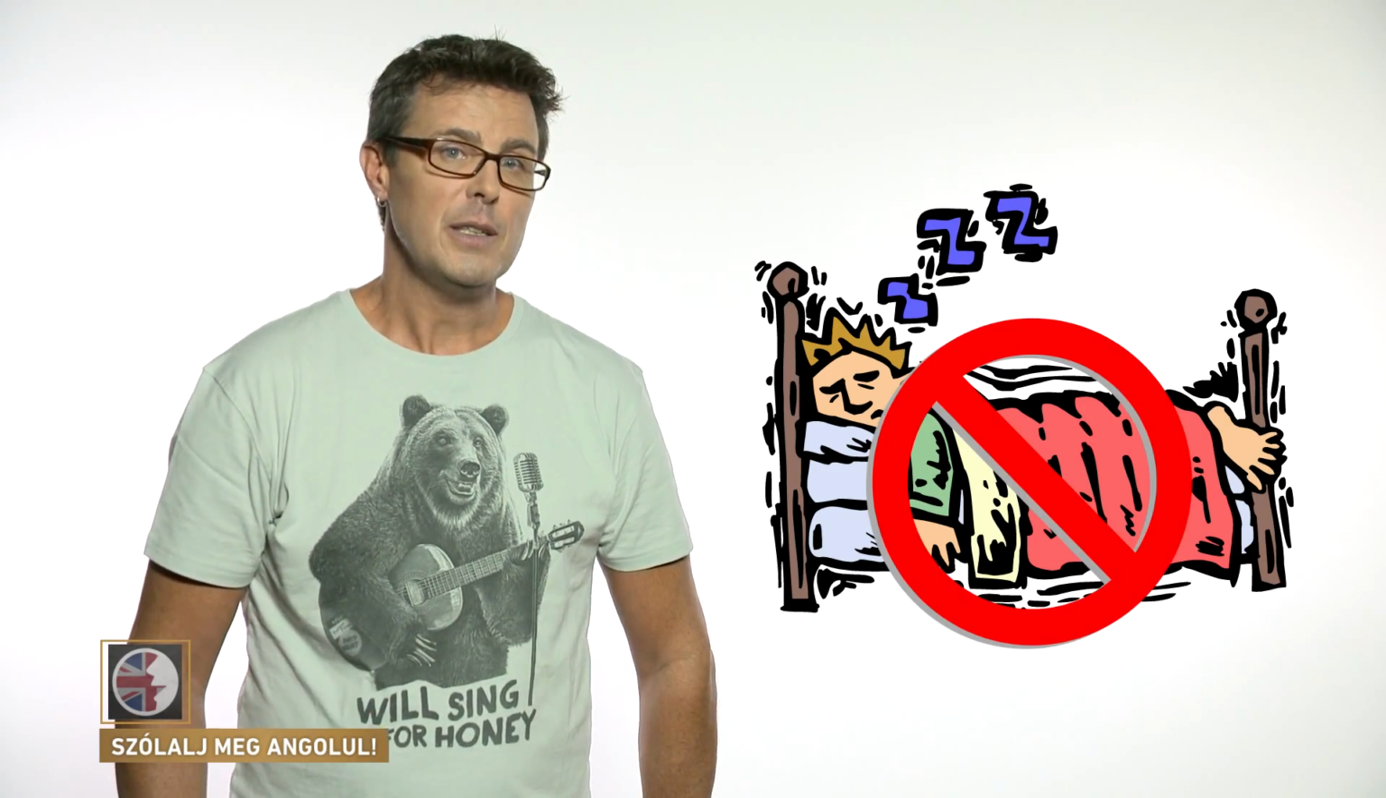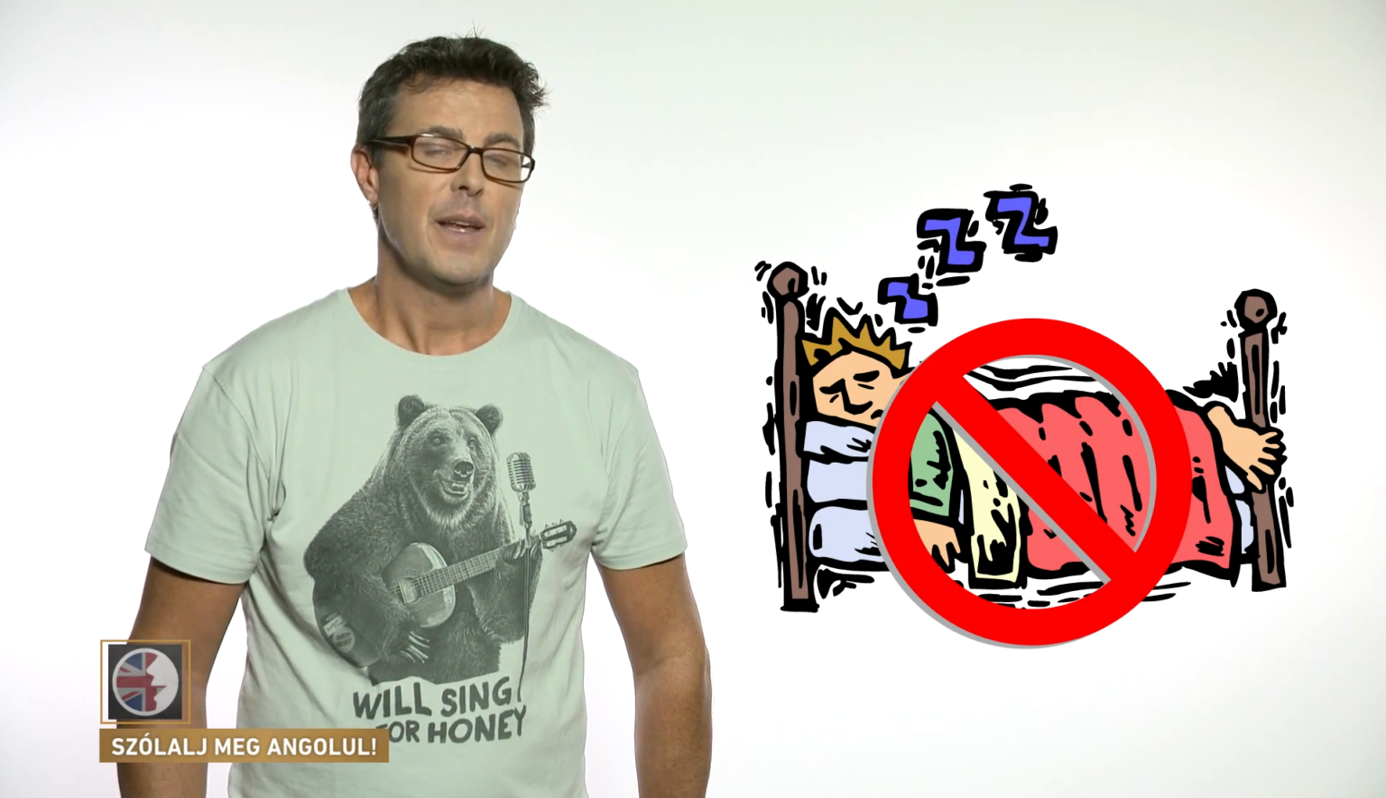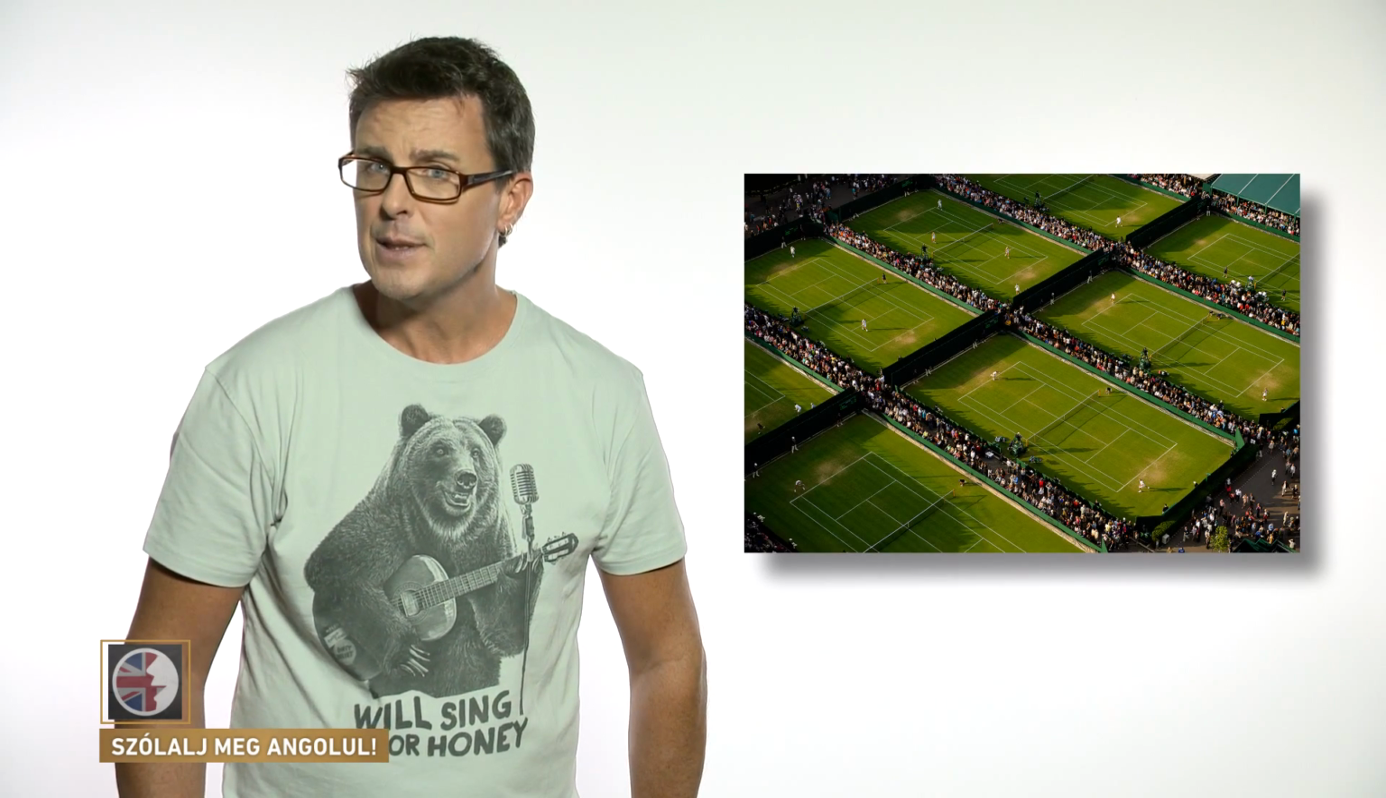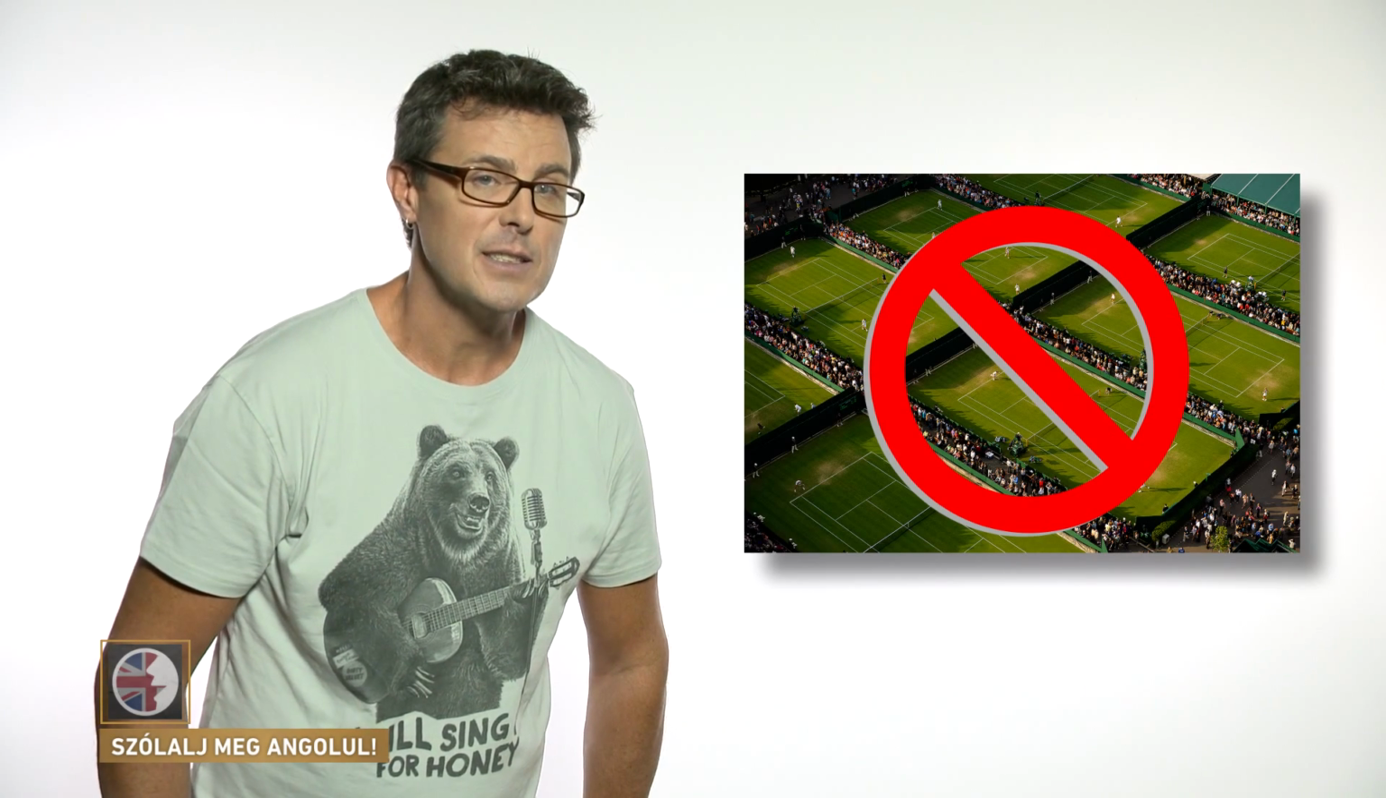Now that we know how to make positive and negative sentences with the present continuous tense, let's change these positive sentences into negative sentences and change the negative sentences into positive sentences. So, for example, I am sleeping becomes I am not sleeping or I'm not sleeping. They're playing tennis becomes they're not playing tennis. I'm not talking becomes I'm talking.